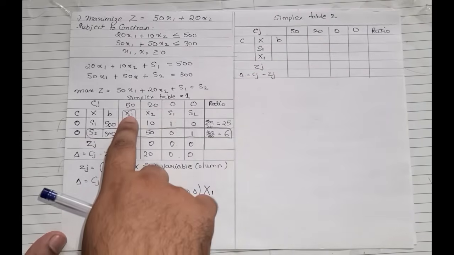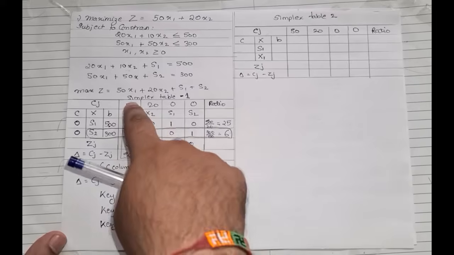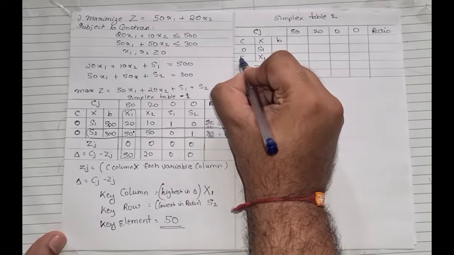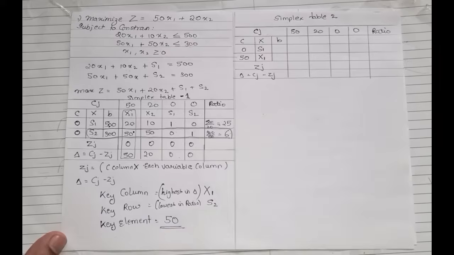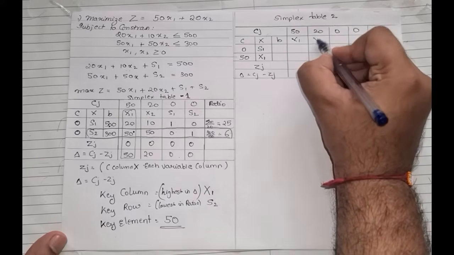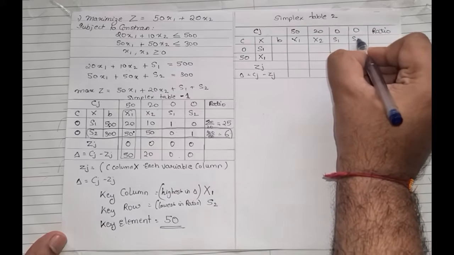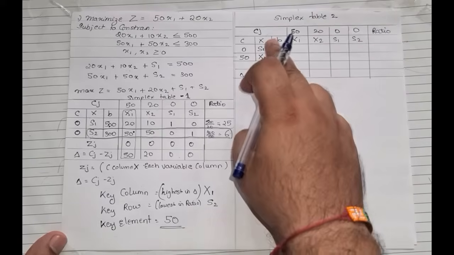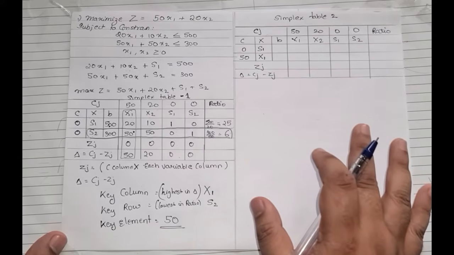Now the X1 value was 50. So the S1 is 0. X1 value was 50, so we put the 50 value here. Now this is x1, this is x2, s1, s2 as it is. So we have done those parts.